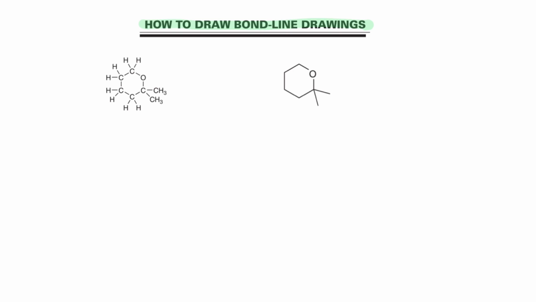After knowing all these, counting the number of carbon atoms, counting the number of hydrogens, then how to draw a bond line drawing. For example, here is one molecule. In this we have carbon atoms, hydrogen atoms and a heteroatom like oxygen also present. So in drawing the bond line structure, keep in mind we have to draw a carbon skeleton and the heteroatoms which are present in the molecule.